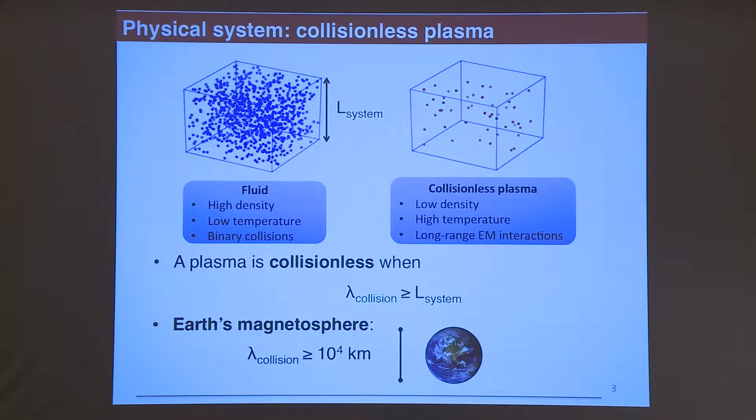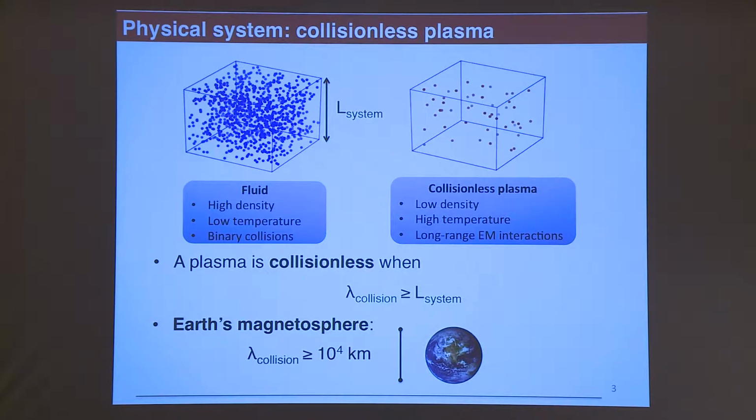We say a plasma is collisionless when the mean free path between collisions is longer than the system size that we care about. For example, a perfect example of a collisionless plasma would be the Earth's magnetosphere. There, the mean free path between collisions for both proton and electron is on the order of 10,000 kilometers, which is comparable to the diameter of the Earth. So the system is effectively collisionless. And a collisionless plasma has many fascinating physical properties.